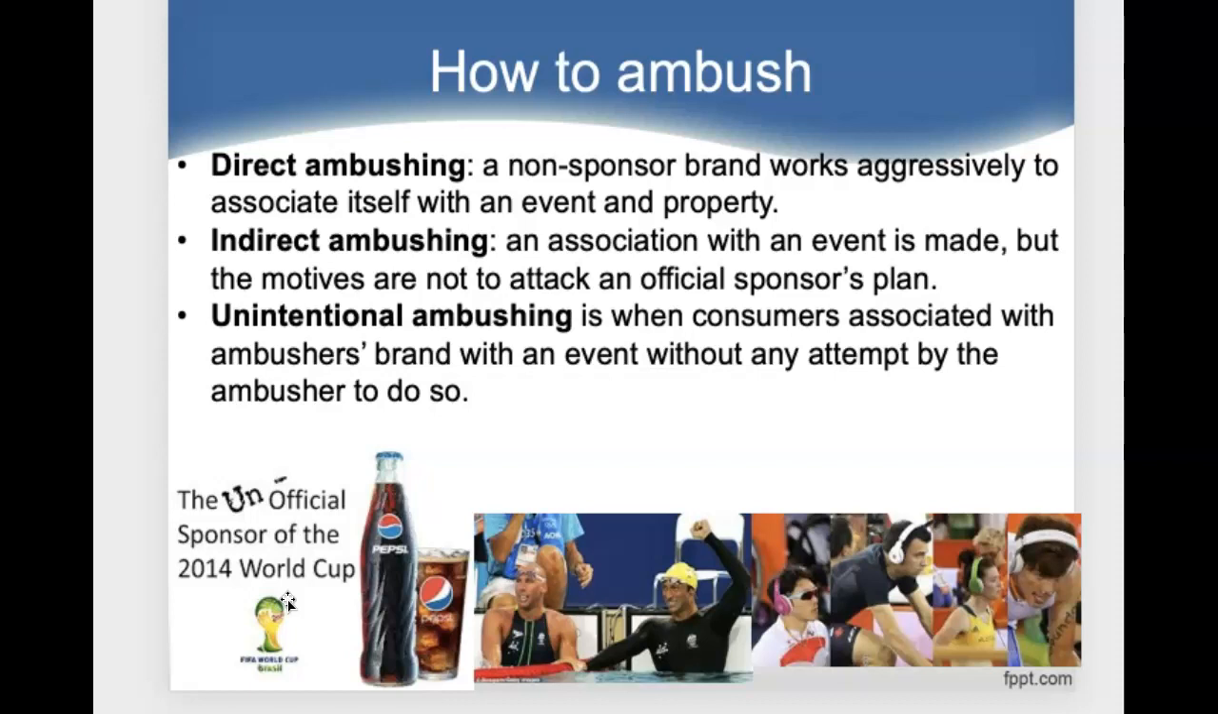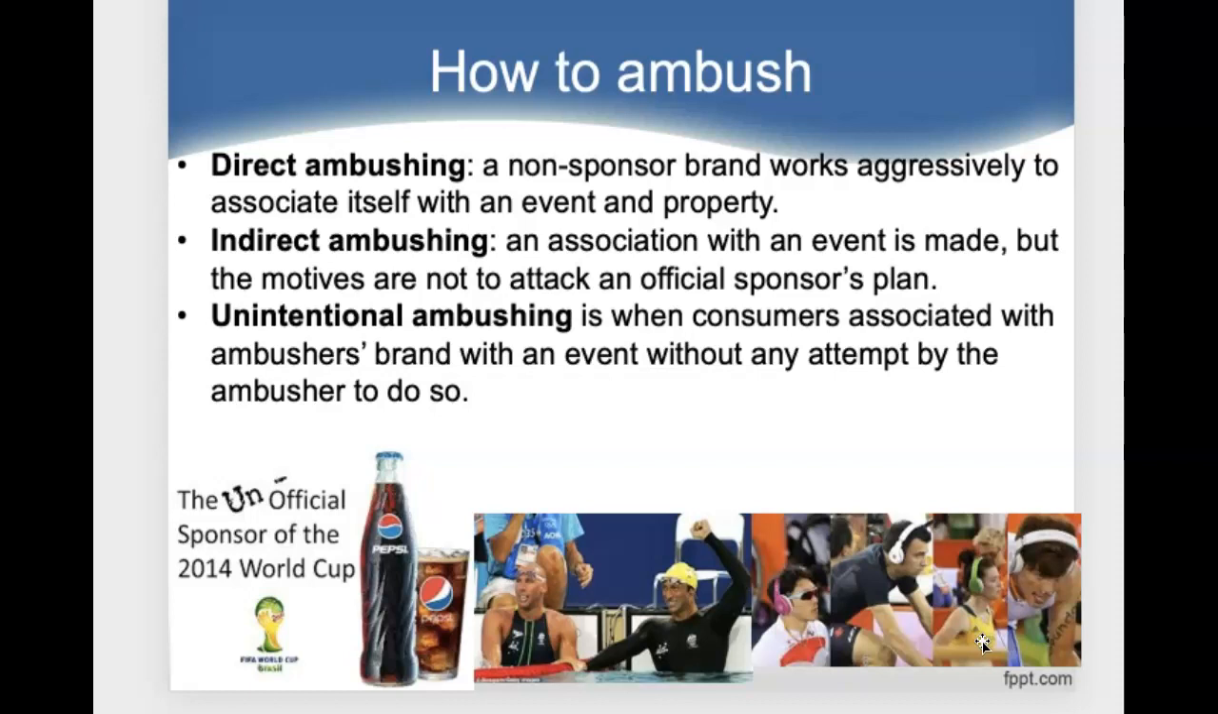And the last one is called unintentional ambushing. It is when customers associate the ambusher brand with the event without any attempt by the ambusher to do so. So a lot of the time, a brand becomes really popular and famous, which is not planned by the marketers. One example is Beats headphones. Beats is actually not sponsoring any of the athletes during the Olympic Games, and they were not planning to use the Olympic Games to promote their brand.